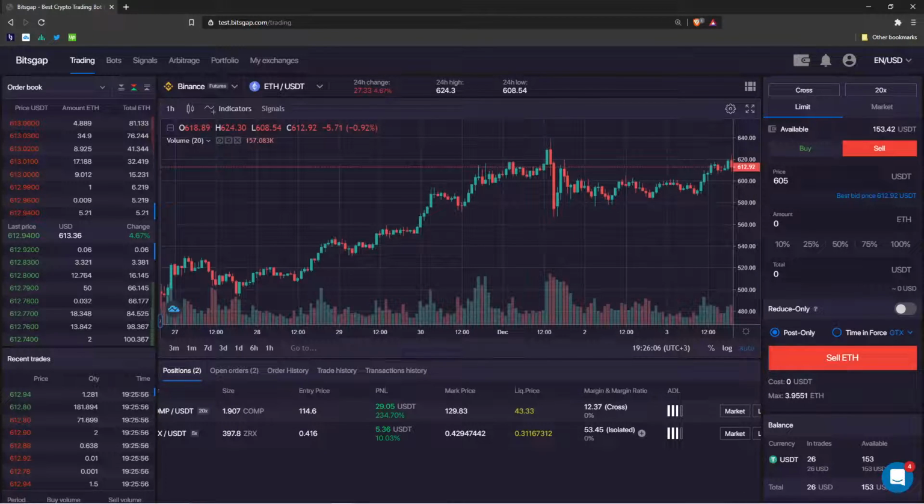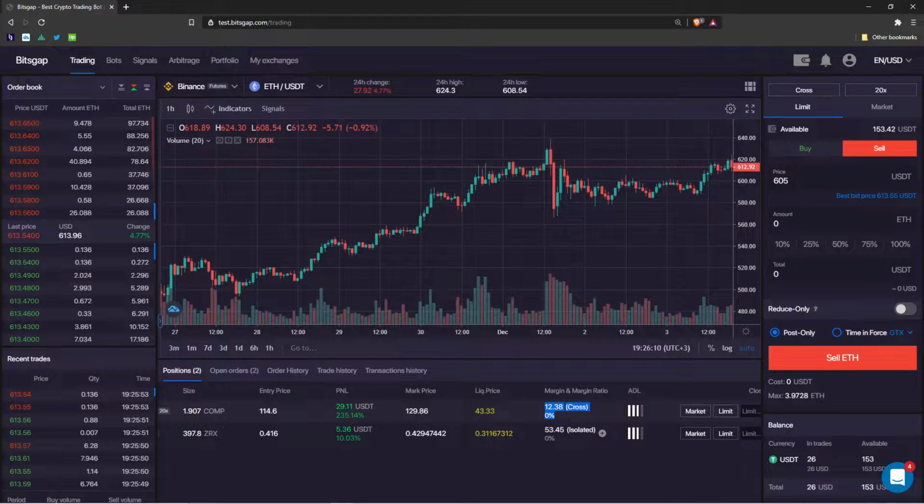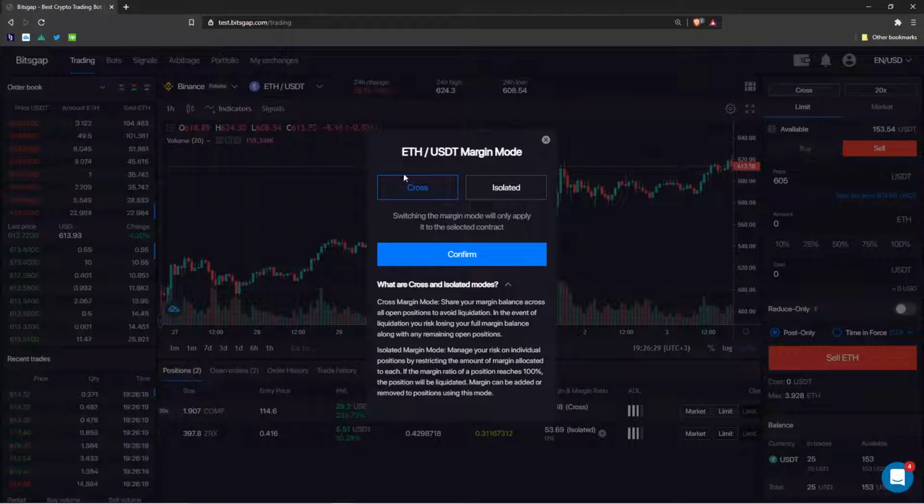So yeah, that's the interface, and you see that it's now 0% margin ratio. The bigger the number, if it's going to be close to 100%, then it means that my position is very close to liquidation. So right now it's 0%. Everything is fine in this case. The difference between cross over here and isolated mode is the same as on Binance. All right, so nothing new here.